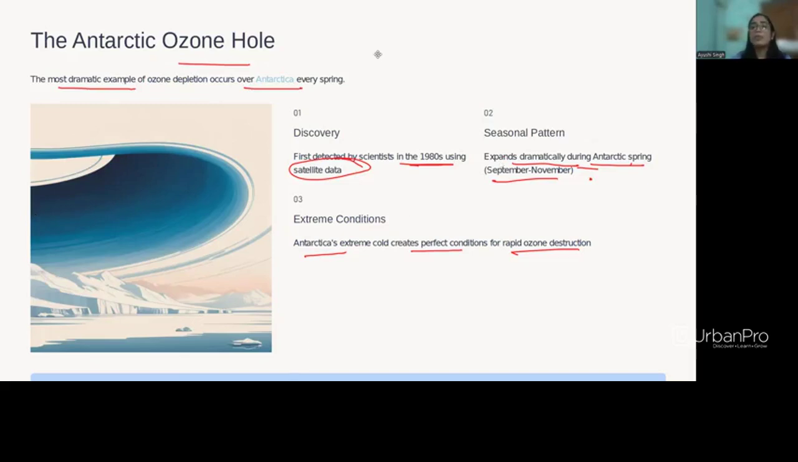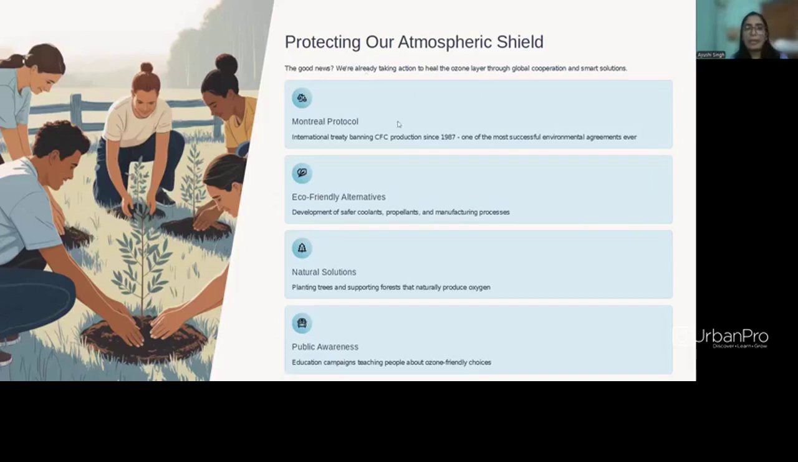Okay, so what we can do is protect our atmospheric shield. The good news is we can take some actions to prevent that. First is the Montreal Protocol. An international treaty was made because this was discovered in the 1980s. There was a ban on CFC production since 1987, one of the most successful environmental agreements ever made. Then, eco-friendly alternatives which you can use.